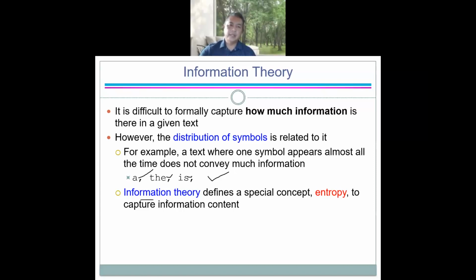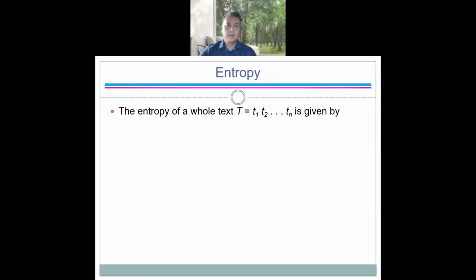So we want to have a formula that can define how much information a term can carry. We use information theory to define a special concept we call entropy, to capture the information content. How much information can this term carry? Okay, the fewer times they occur, the better they are for differentiating the documents. Okay, what is this entropy? Let's suppose we have a text T and we have the symbols T1, T2 up to Tn. So we have n symbols.